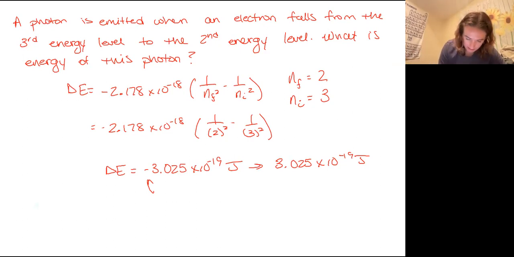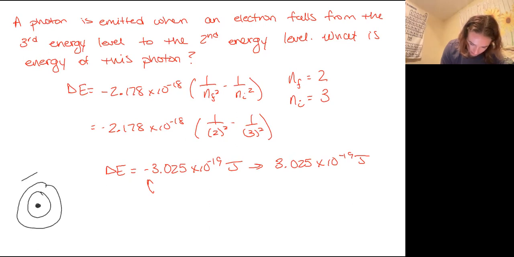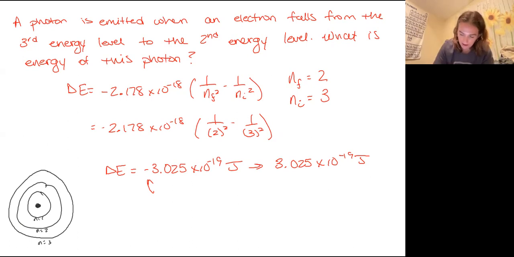So when we look at an atom, right? We have the nucleus, we have n is equal to 1, n is equal to 2, n is equal to 3. Let's pretend that that is all circular. Okay, so this is n is equal to 1, n is equal to 2, n is equal to 3. As we go from a higher energy level of n is equal to 3, our electron is here, and we're going to go down to n is equal to 2. So as the atom itself loses energy, the photon is emitted with that energy.